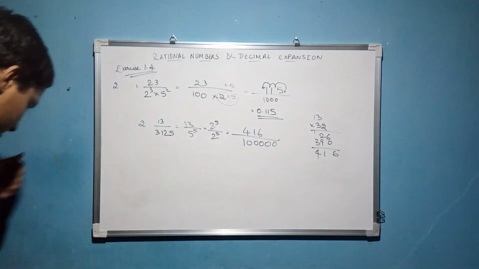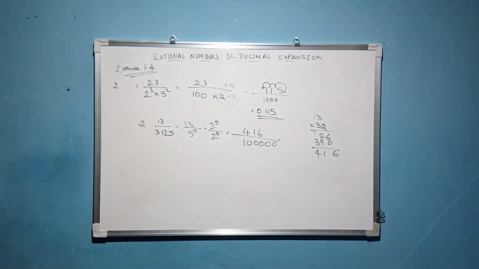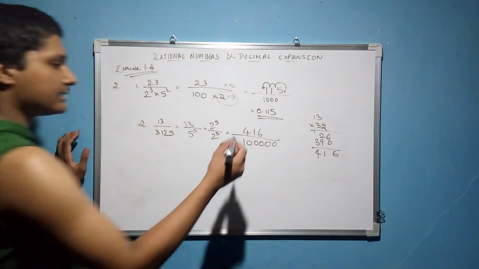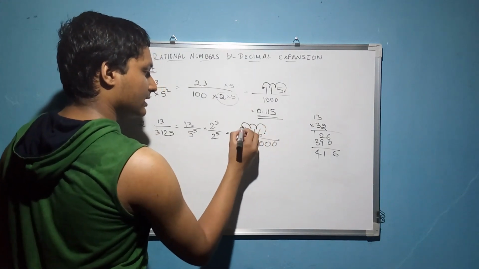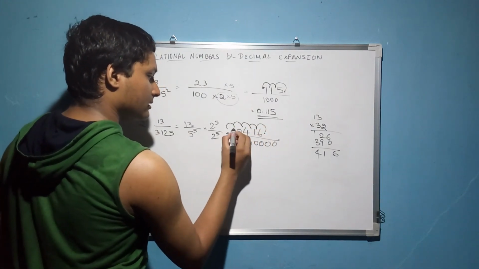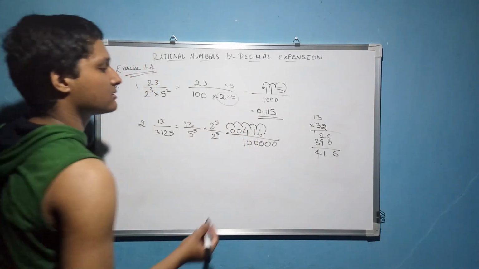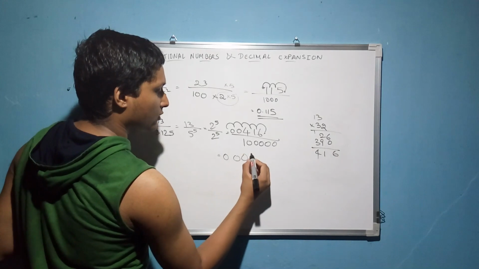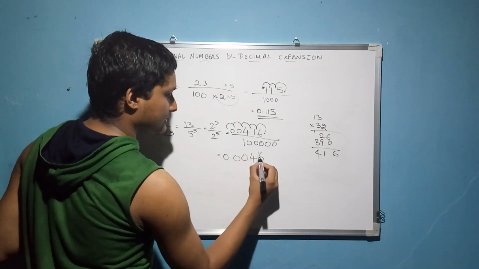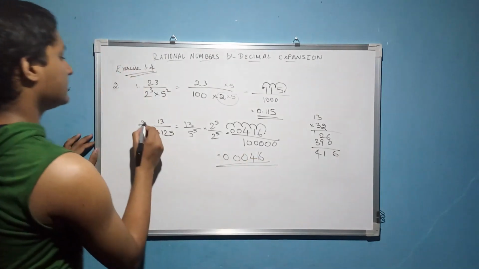How many zeros are here? Here there are 5 zeros. So I need to go 5 places to the left. That comes to be from this place 1, 2, 3, 4, 5. Here 2 more zeros. So instead of writing that, I'll write 0.00416 is the decimal expansion of this given number.